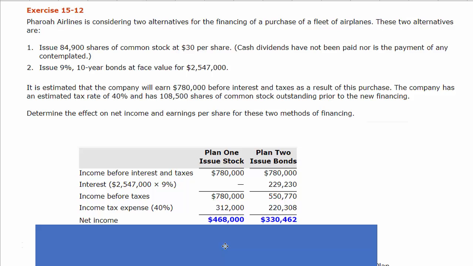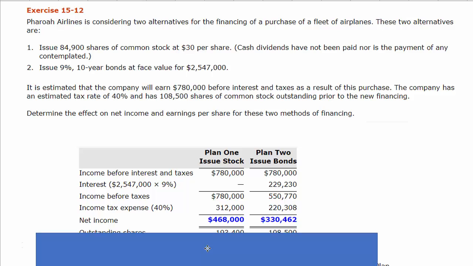Okay, then we have to deduct income tax expense, so take 40% of income before taxes, and you're left with net income of $468,000 for Plan 1 or $330,462 for Plan 2. Plan 1 is stock, Plan 2 is bonds.